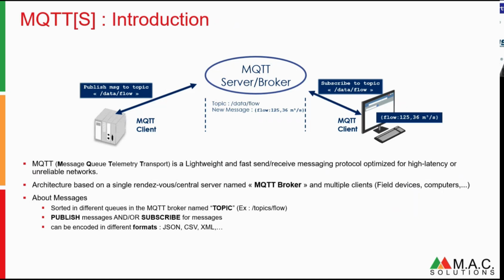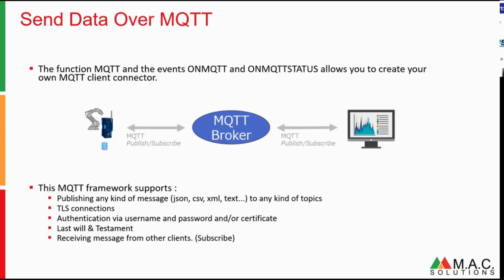MQTT is reliable, scalable, and it works with minimal resources. It is widely used in home automation, industrial IoT, and real-time applications. Let's learn how Ewon Flexy makes use of this technology. Ewon Flexy supports MQTT natively, allowing you to send and receive data seamlessly. You can publish machine data to cloud services like AWS, Azure, or private brokers, enabling real-time analytics and remote control.